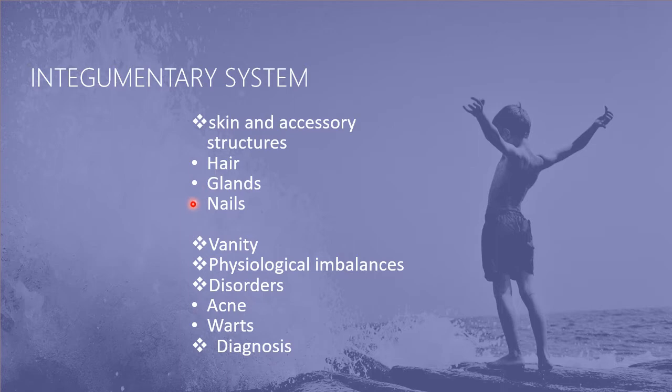Most of the time, we are concerned about the appearance of our skin for vanity's sake, for beauty. But the appearance of our skin can also indicate physiological imbalances. Even some disorders can be seen through the skin. For example, acne, the pimples, and warts. Also, anything that is evidenced or seen in the skin can be a sign of a disorder, and you can use it to diagnose certain medical conditions.